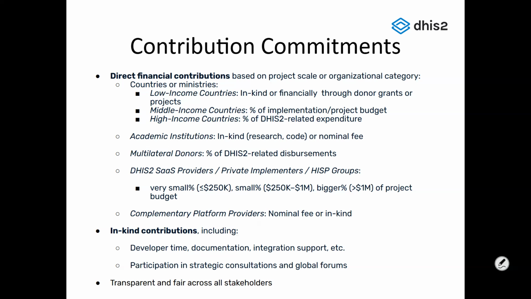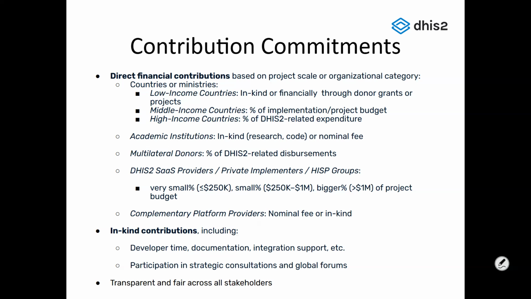Okay. Again, academic institutions, so lots and lots of university collaboration, sharing insights, sharing knowledge. Again, sharing knowledge amongst the entire community is probably the most valuable kind of contribution that can be made. Multilaterals and donors, DHIS2 service providers, private implementers, also HIS groups. Everybody is pitching in.